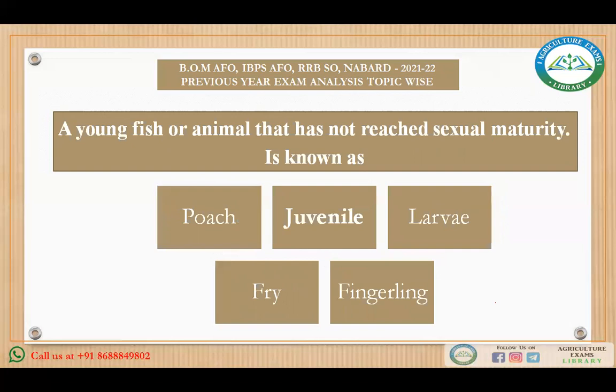Now next question is, a young fish or animal that has not reached the sexual maturity is known as: poach, juvenile, larva, fry, fingerling. Then the fish that has not reached the sexual maturity, that will be known as juvenile. Fry, that is immature fish, means from the time when they have hatched until they become fingerling size.